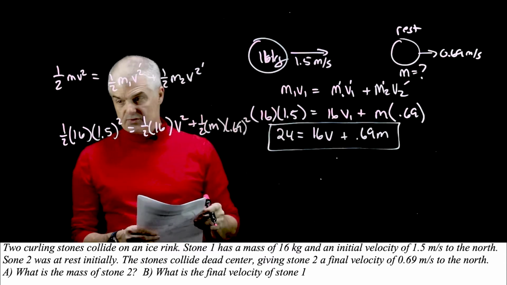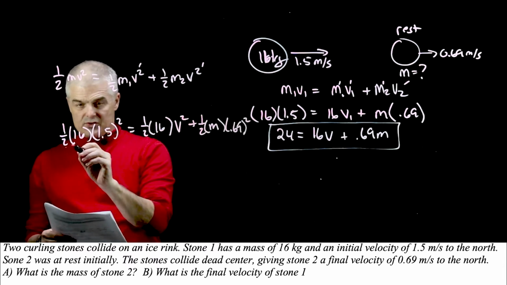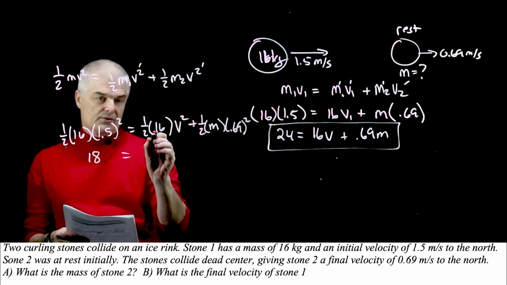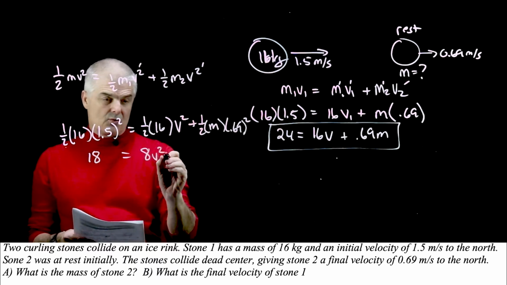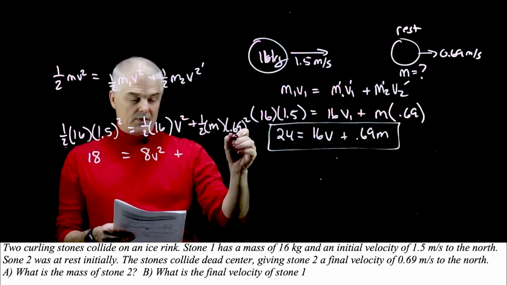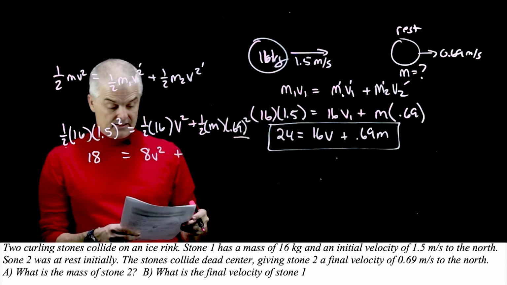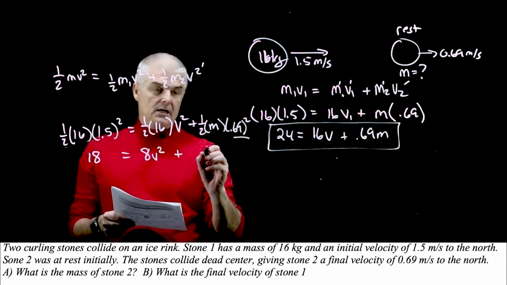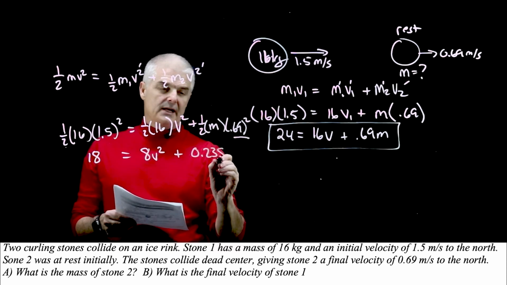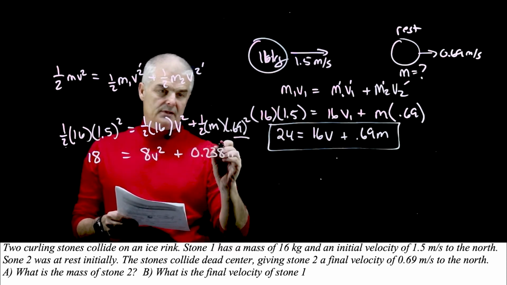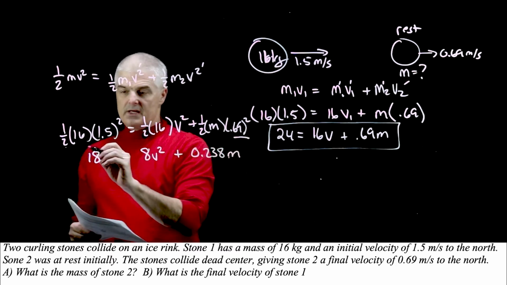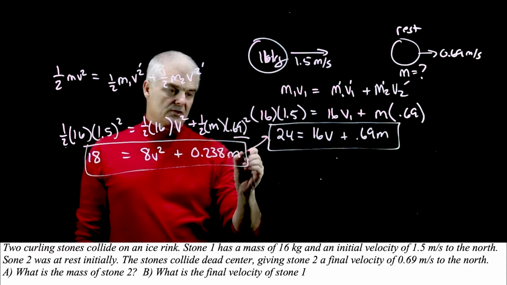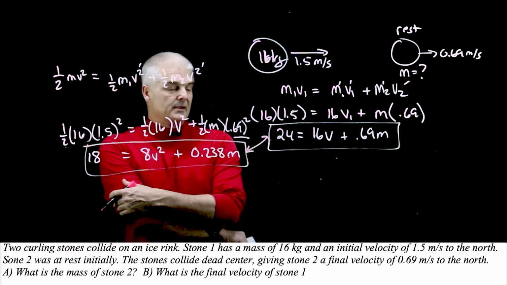Now that's a lot of numbers. Let's simplify. When you take the 1/2, this whole term becomes 18. So 18 equals half of 16, that's 8v squared, plus half of 0.69 squared, don't forget to square it, and I get this whole term to be 0.238 times m. So now I have a second equation. Now, you math hacks, this is where we can solve this problem. We can solve for m and we can solve for v.